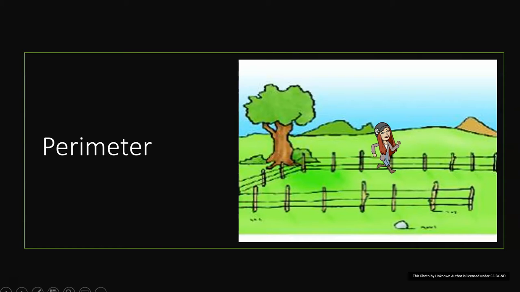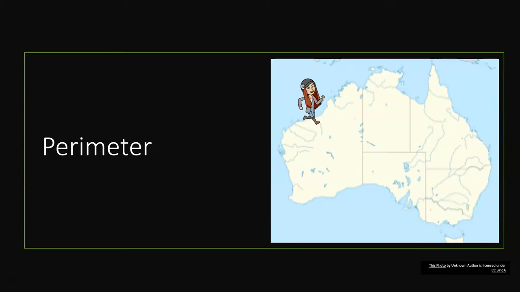If an architect is working on a sports stadium, they need to know the perimeter of the sporting field to be able to put the stadium in. Another perimeter, here I am running around the perimeter of Australia. What a beautiful trip that would be at the moment.